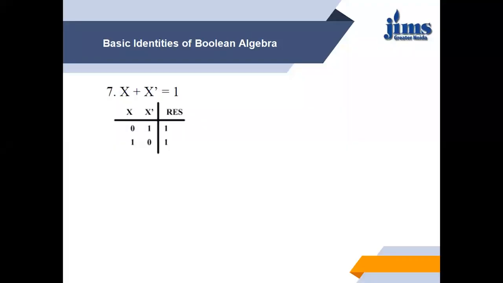X OR x bar equals 1. That is a very useful property. If x can have two values, 0 and 1, then x bar is 1 or 0, that is the NOT. So when we are ORing, 0 OR 1 is 1, 1 OR 0 is 1. So in any case, x OR x bar is equal to 1, that is the seventh postulate. X AND x bar will be 0. So if x has two values 0 and 1, then its complement will be 1 and 0. 0 AND 1 is 0, 1 AND 0 is 0.